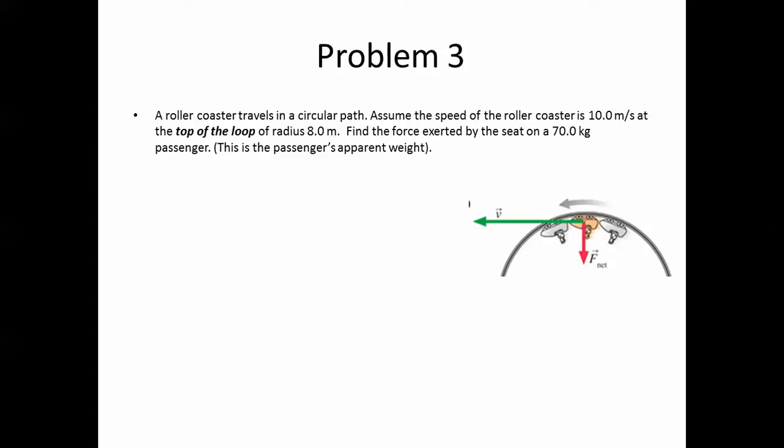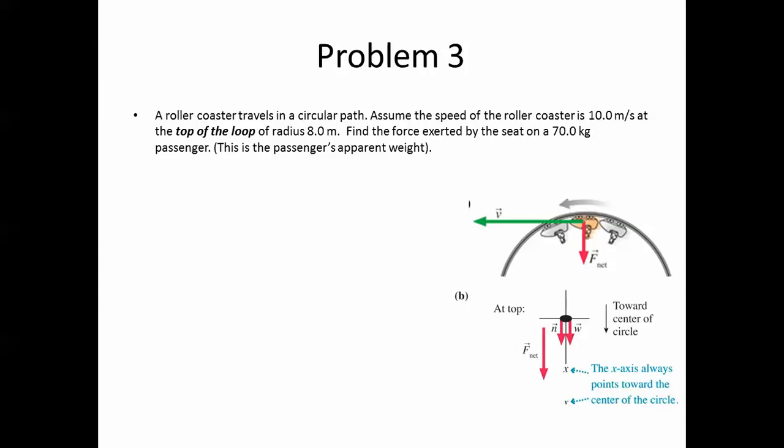Now, in this problem, the only object we're looking at is the person. That's going to be our object that we draw our free body diagram for. The person has a normal force exerted on them from the seat, they have their weight, and then they are going to result in a net force towards the center of the circle. So remember, for circular motion problems, the net force is the centripetal force.